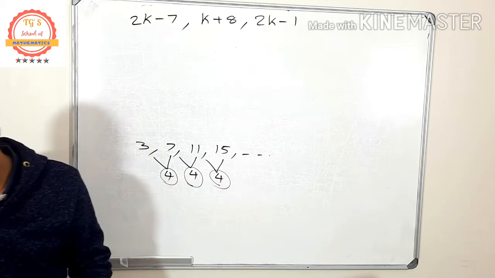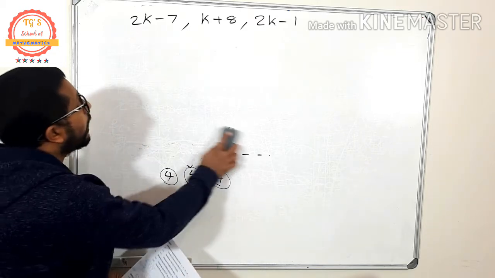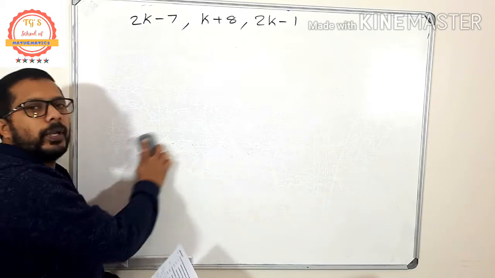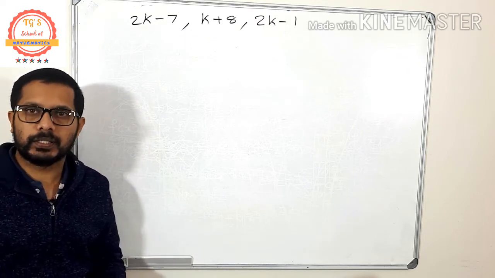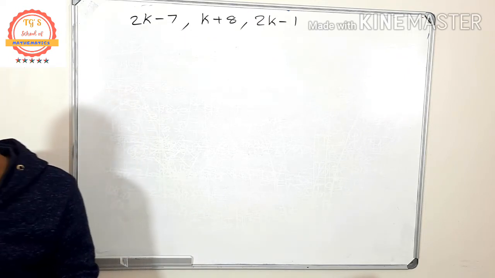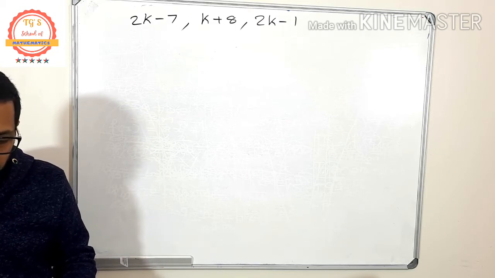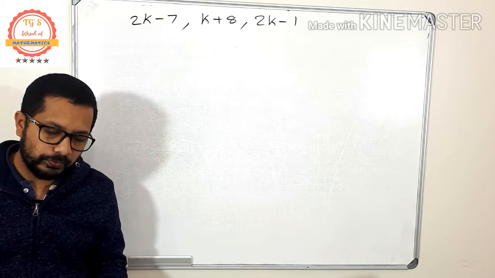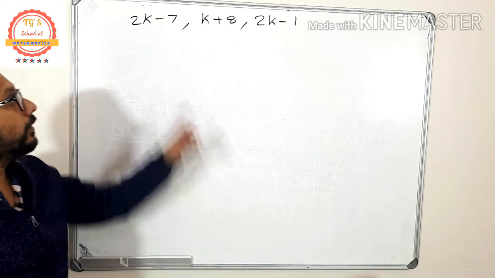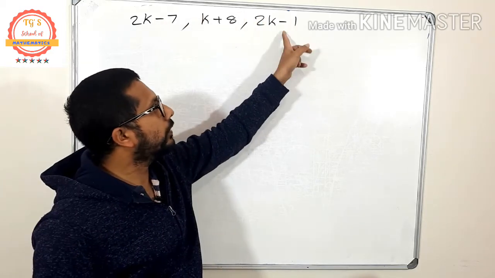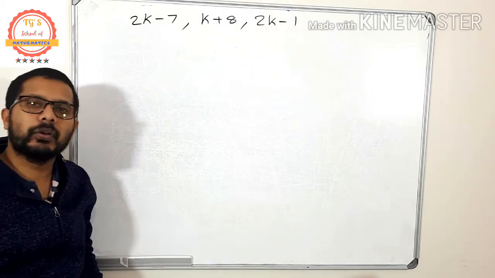Okay, now look at our question. It is given that 2k minus 7, k plus 8 and 2k minus 1 form an arithmetic sequence. Now what is the first question? Calculate the value of the 15th term of the sequence. This is the first term, this is the second term, third term, etc. You have to find the 15th term. How can you find that one?